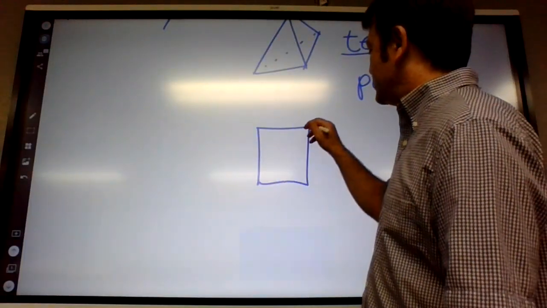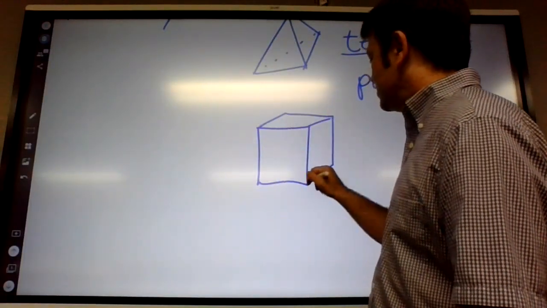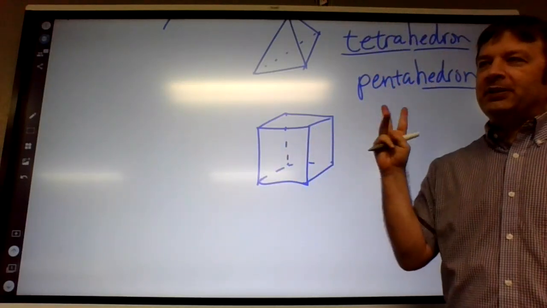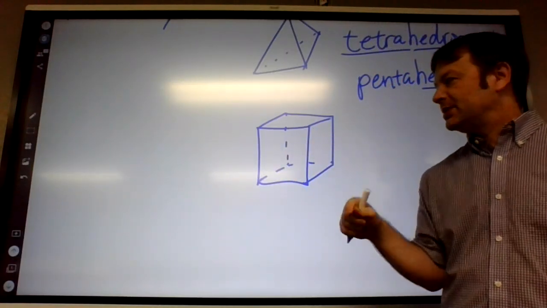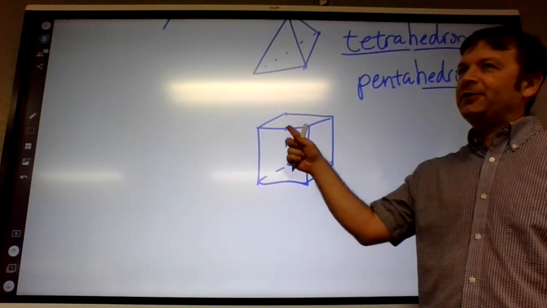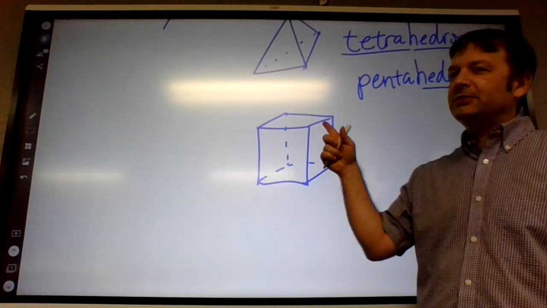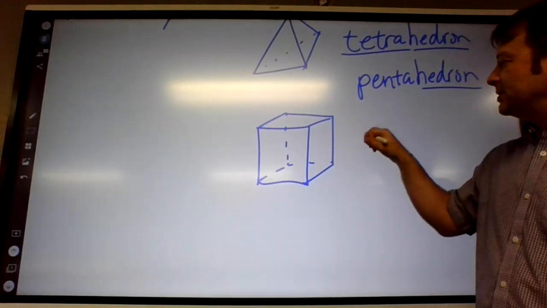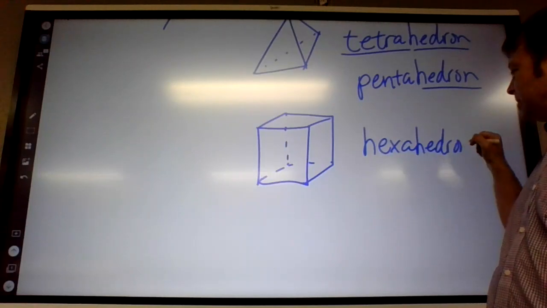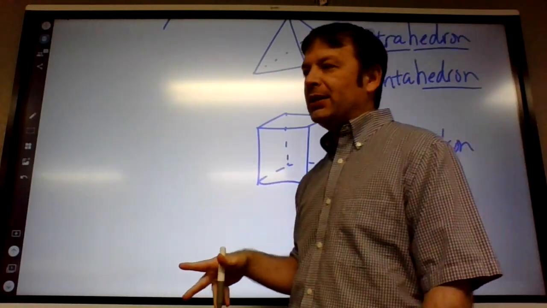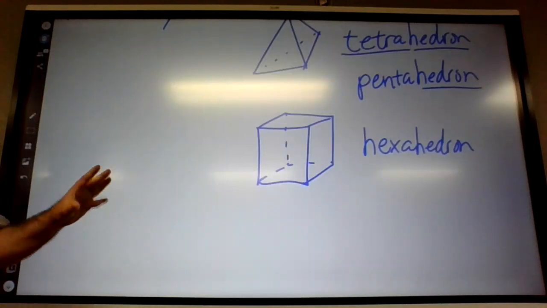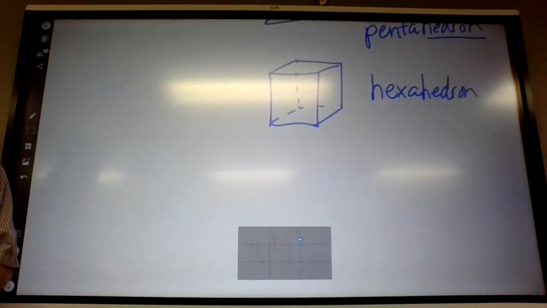By the way, how many sides does a cube have? 6. It's got a top and a bottom, a left and a right, front and a back. 6. So if it's got 6 sides, what would it be called? Hexahedron. So a cube is a regular hexahedron because it's perfect. All the sides are exactly the same. Okay.